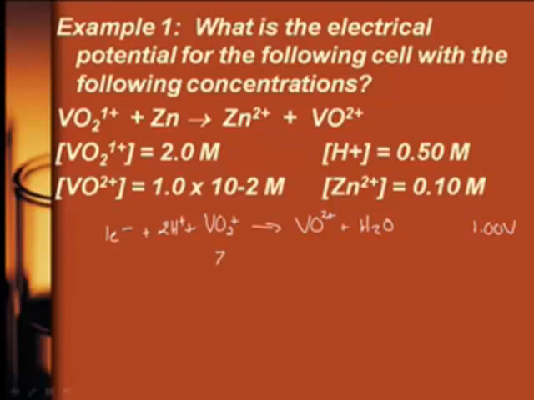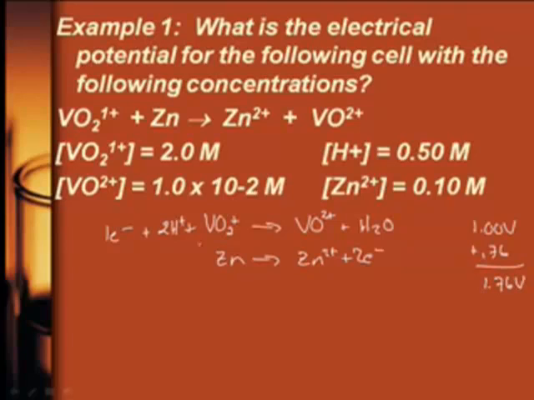And then the zinc. Zinc is going to go to zinc 2 positive plus 2 electrons, and I don't have to do any math on that. That's in the book. Flipped it. In the book, it's negative, so we're going to do positive 0.76. So the voltage looks like 1.76 volts.